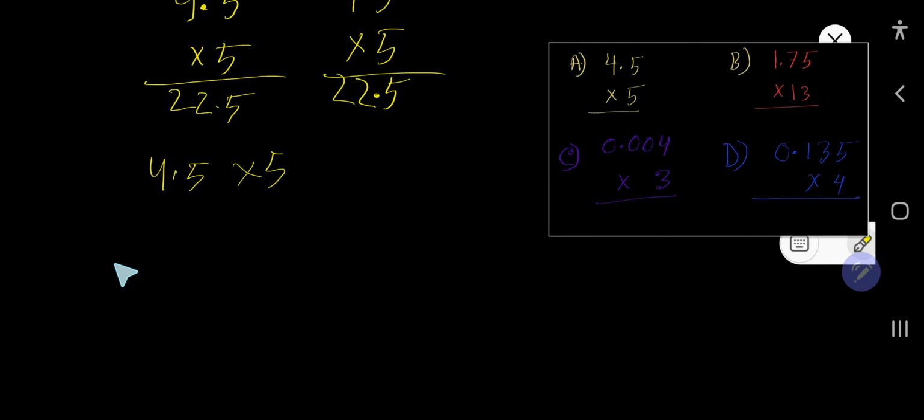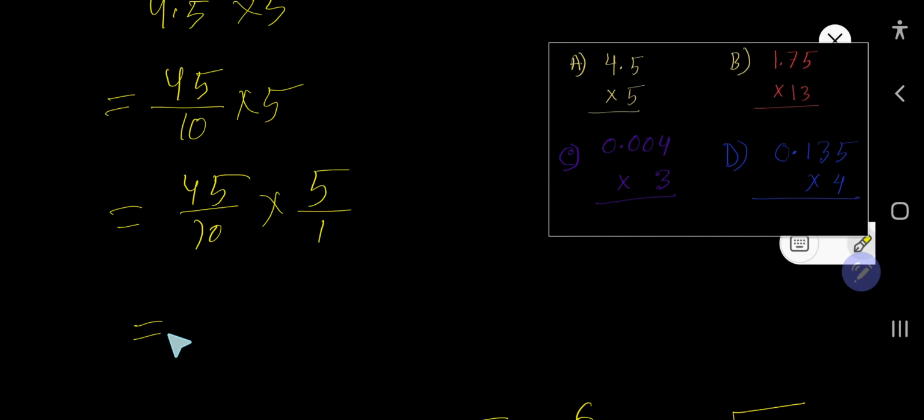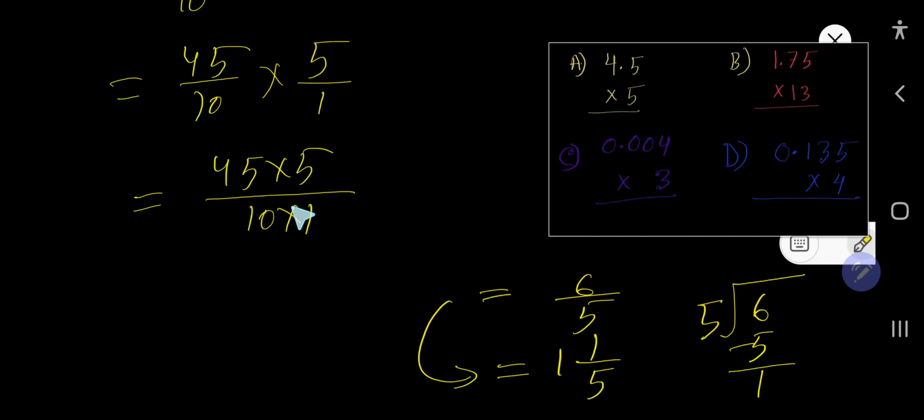First, convert this decimal to a fraction. So how to convert the decimal to a fraction? Just remove the decimal and write the number, and then for every digit after the decimal you have to write 10. So for 5 we will write 10 here, right? So now you need to express this whole number as a fraction, considering 1 as the denominator. Now you need to multiply top to top and bottom to bottom. So this is your new fraction, and you need to reduce this fraction.